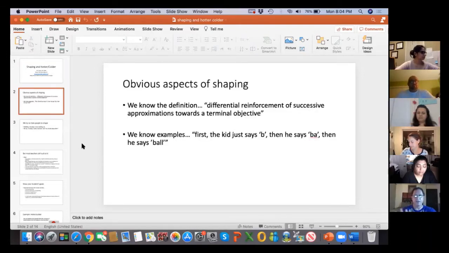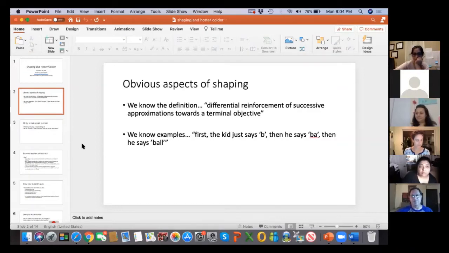So there's the obvious easy aspects that you guys have certainly memorized and probably understand also about the obvious aspects of shaping. We know the definition, right? Differential reinforcement of successive approximations towards the terminal objective. That's very good. And we know those examples from the earlier ABA workshops and lessons. First the kid just says bud, then it says ba, then he says ball. And that's good. If you're able to shape that up, that's really good.